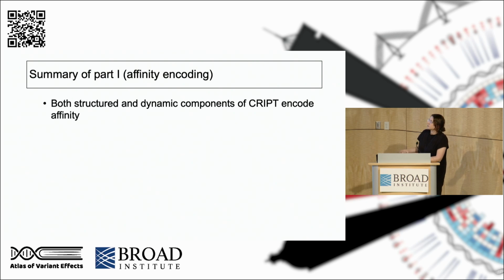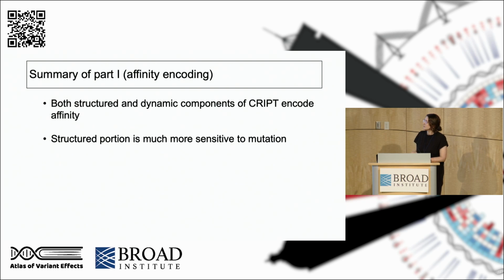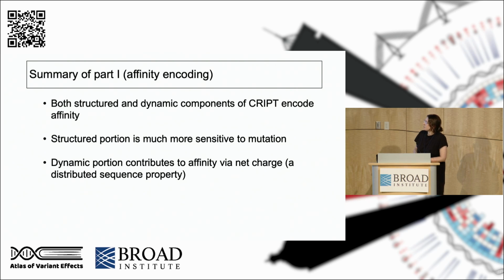So just to summarize, both dynamic and non-dynamic components of the crypt are encoding affinity. The structured portion is much more sensitive to mutation, whereas the dynamic part is much more robust, which is quite expected based on what we know about disordered regions. And the dynamic portion seems to contribute to affinity via net charge.